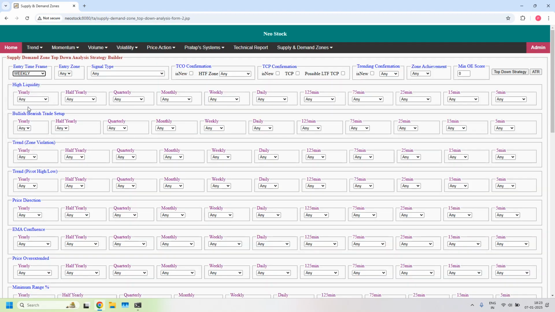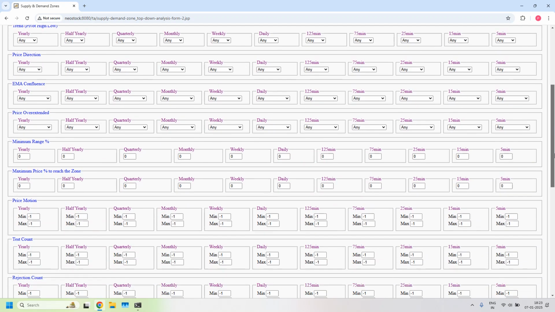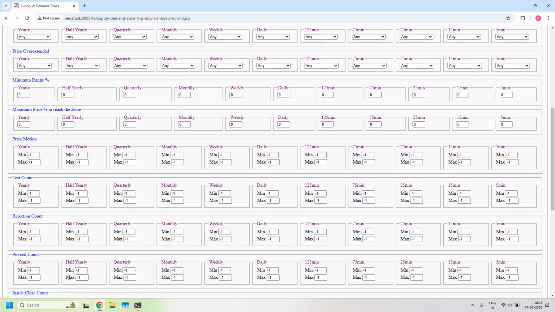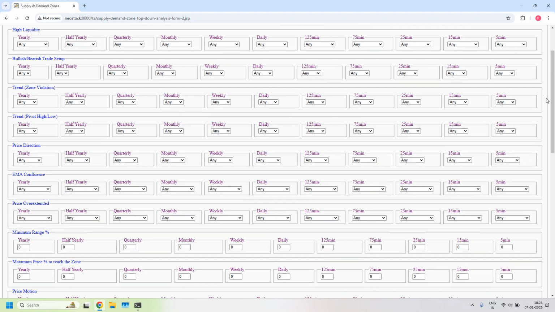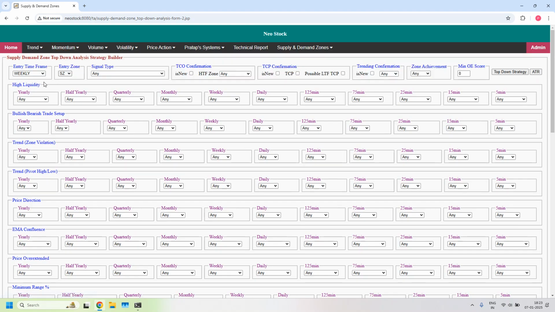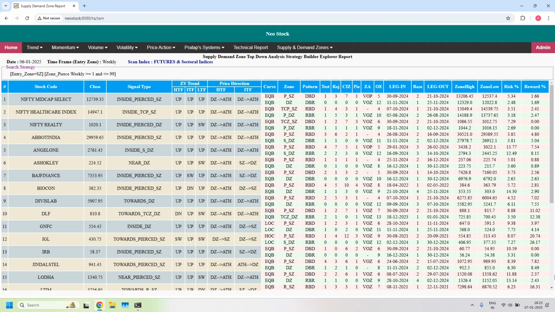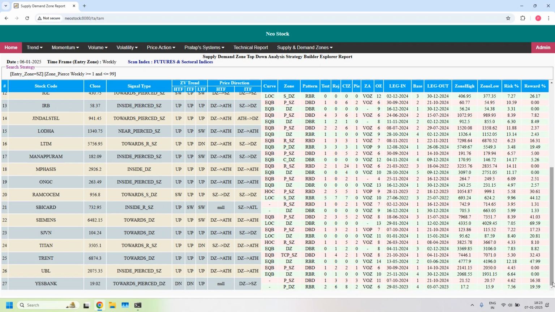Next, weekly time frame, weekly supply zones, the pierced count on weekly time frame, a minimum value should be 1, maximum value big number 99. So weekly supply zones. Let's filter. So first 15 stocks having pierced supply zones, weekly supply zones. I am scrolling the list down. So we have identified total 27 pierced weekly supply zones from this list.